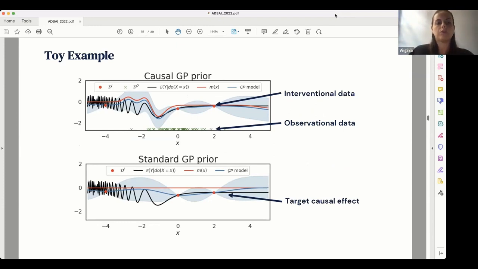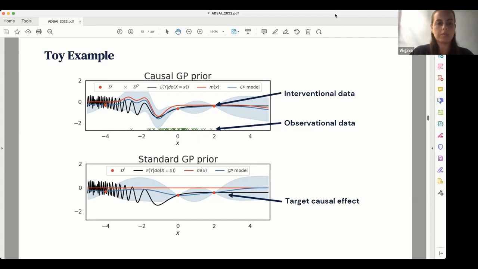So on the top row here, you see the causal GP prior construction. And on the bottom row, you see the corresponding GP construction where the mean function is set to 0, and we use an RBF kernel. The dotted red points correspond to interventional data points, where the green crosses correspond to observational data. And so it's just to show you where the observational data are observed in the input space.